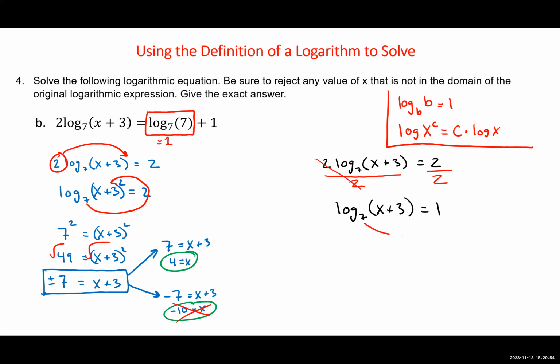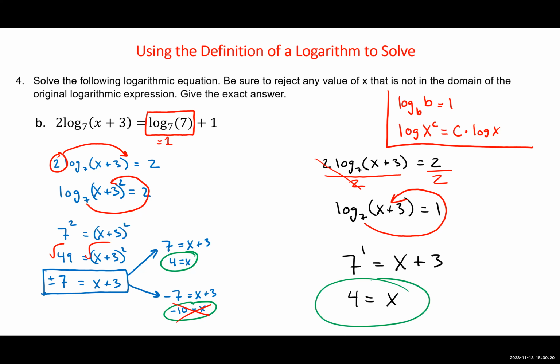We're still taking the same approach. Definition: 7 to the power of 1 is equal to x plus 3. But in this case, if you do it this way, minus 3 from both sides, you only get that one answer. X is equal to 4.